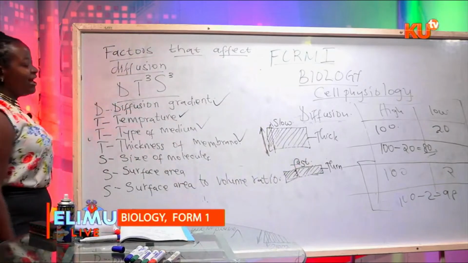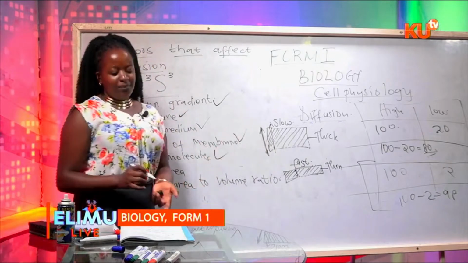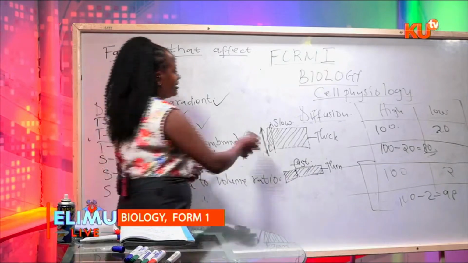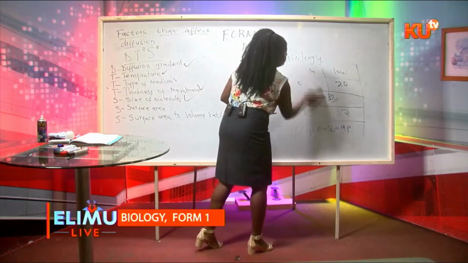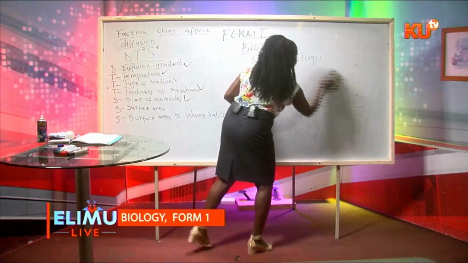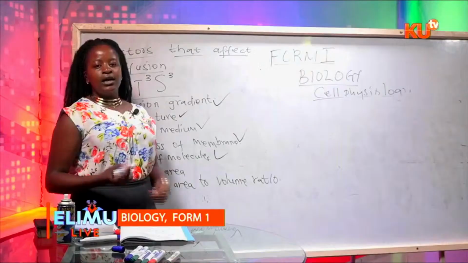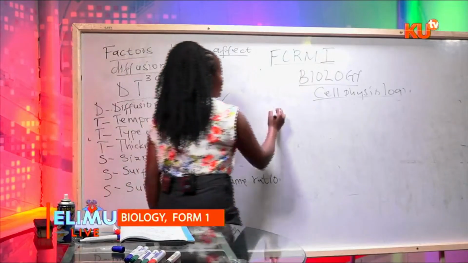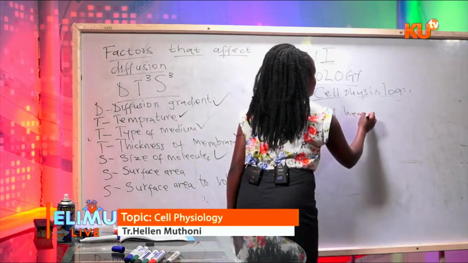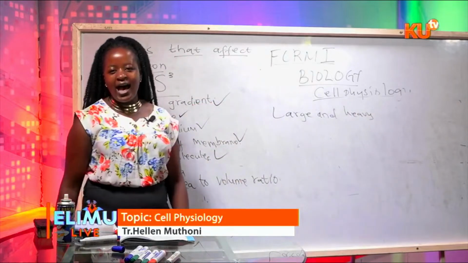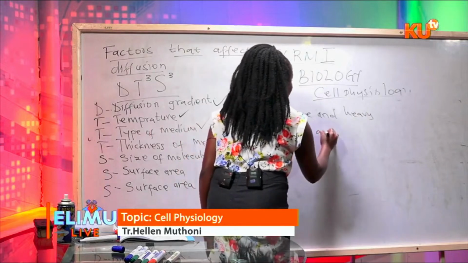The other factor that affects diffusion is the size of molecules. Molecules are also called particles. Now we have two categories of molecules or particles. We have large and heavy molecules, and we have small and light molecules.